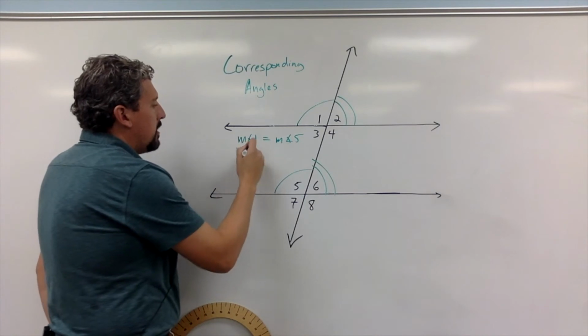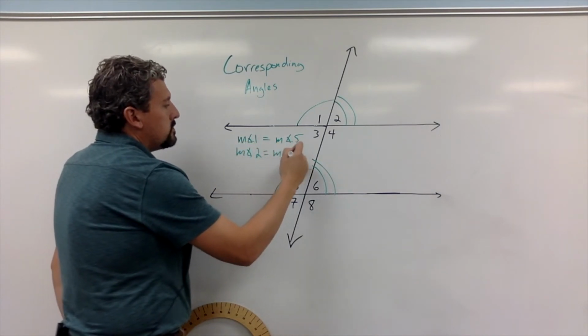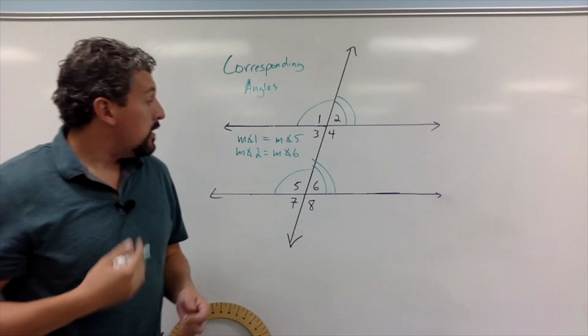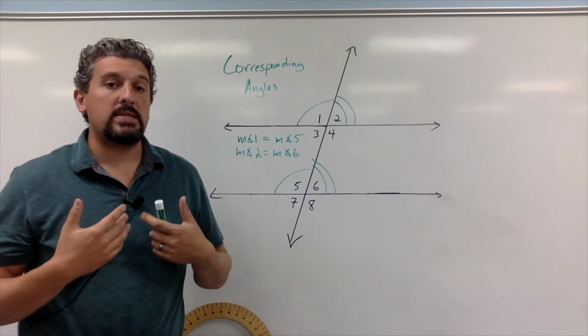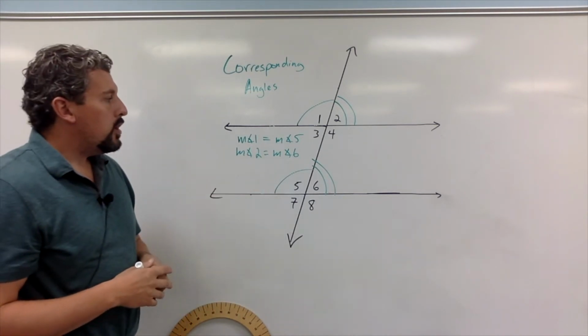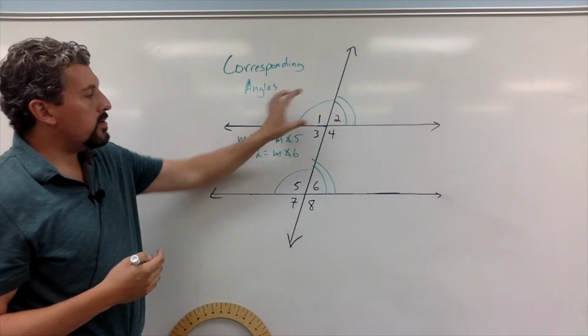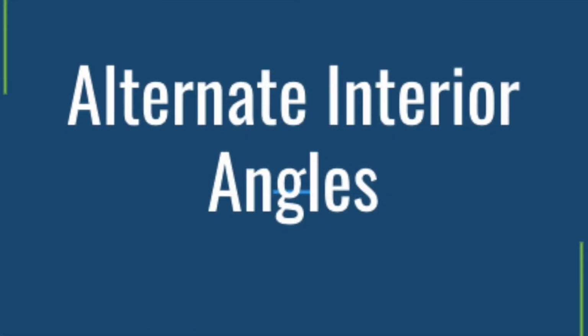Same can be said about the measure of angle 2 and the measure of angle 6, and so on, 4 and 8, 3 and 7. So if you're given a pair of parallel lines, or it's indicated to you that a set of lines are parallel, and a line cuts through them, you can rely on the fact that the angles in the same position have to be the same, and then that relates to some equation solving.